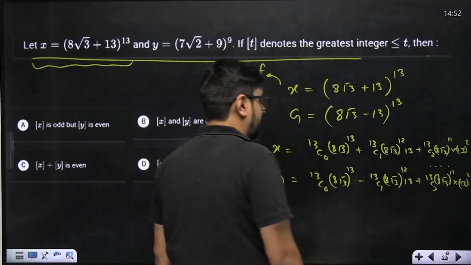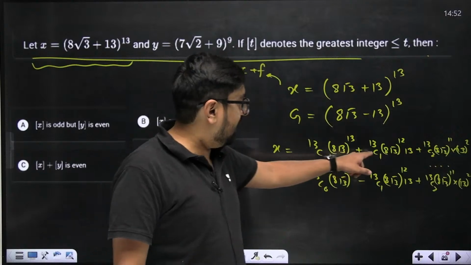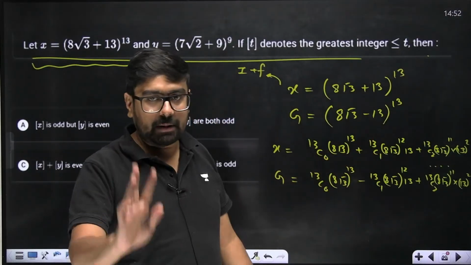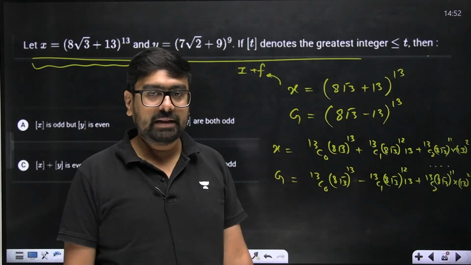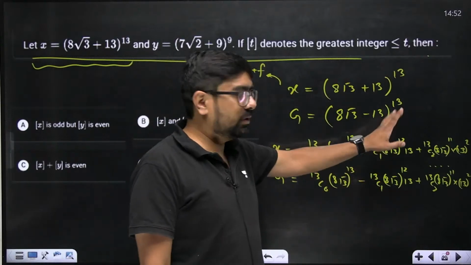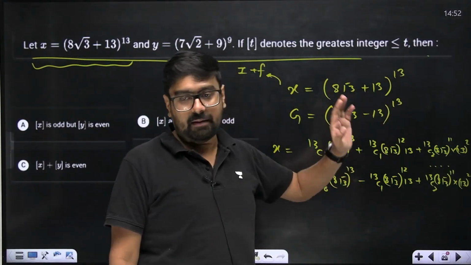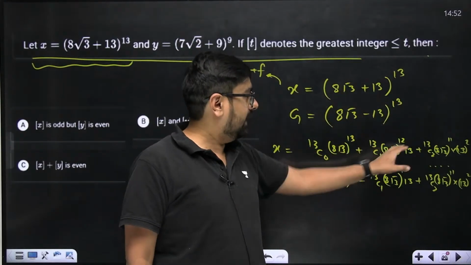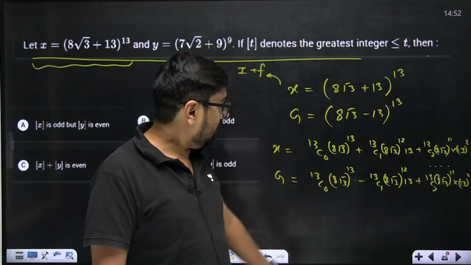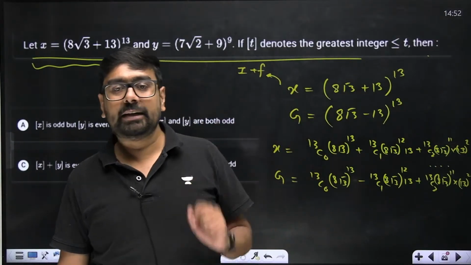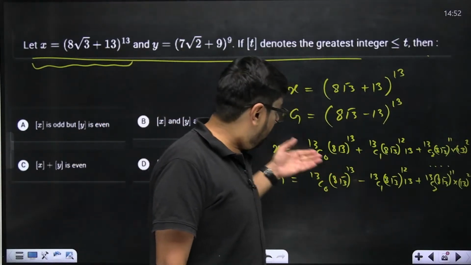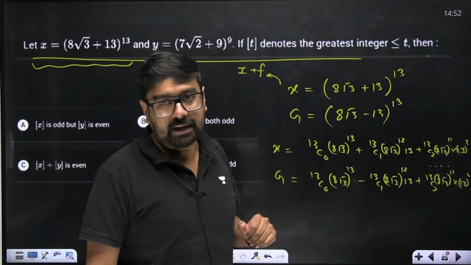Now you want to get rid of the irrational part. Whenever 8 root 3 has even power, it will become an integer. Whenever 8 root 3 has even power, this entire thing will become an integer. You want to get rid of the non-integer part. So what should you do? x plus g or x minus g?